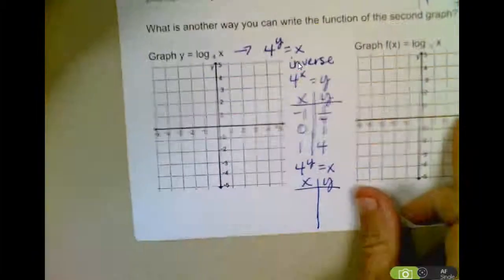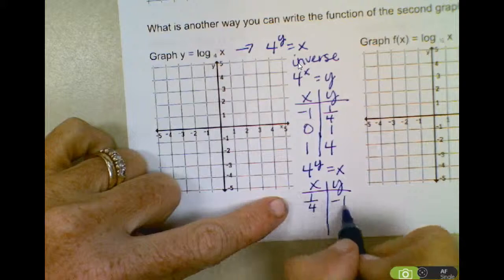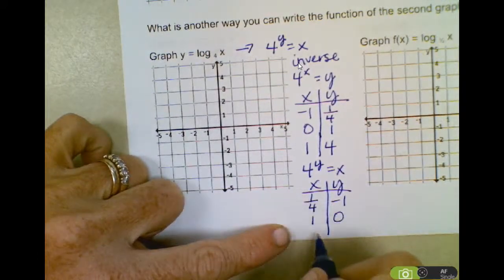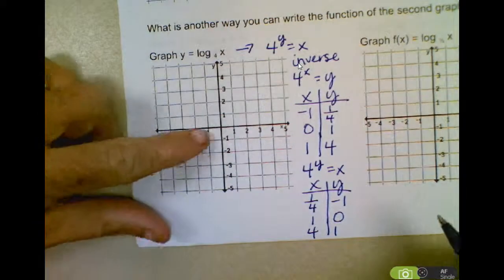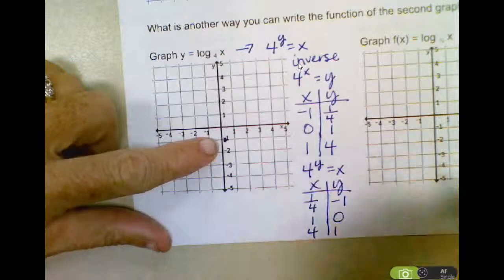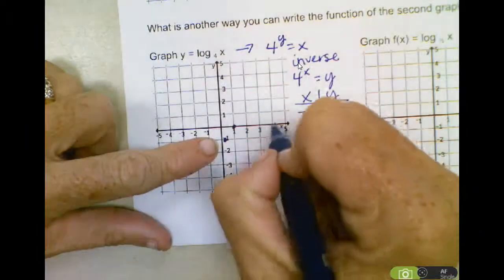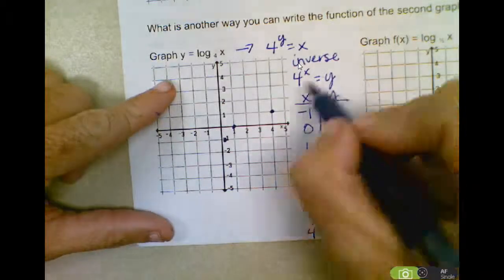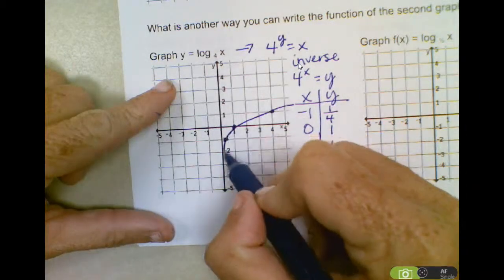our coordinates. So instead we would have 1/4 and -1, 1 and 0, and 4 and 1. Okay? So we would have 1/4, -1, so it's pretty close here, 1, 0, and 4, 1. So similar to our log 2 of x graph, except it's a little bit flatter, going to come down like that.